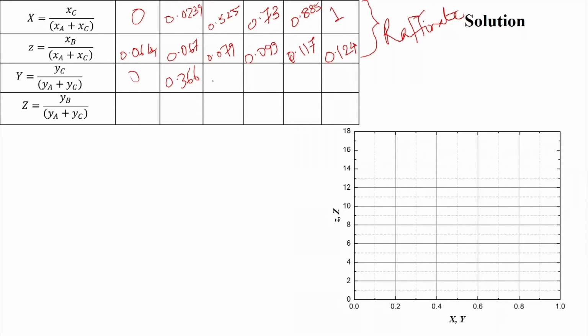So, that will be coming as 0.7 and the next point will be 0.876 and then the next point will be 0.96 and the last point will be this one. y_C is equal to 0.1754 divided by 0.1754 as y_A is equal to 0. So then it will be 1.